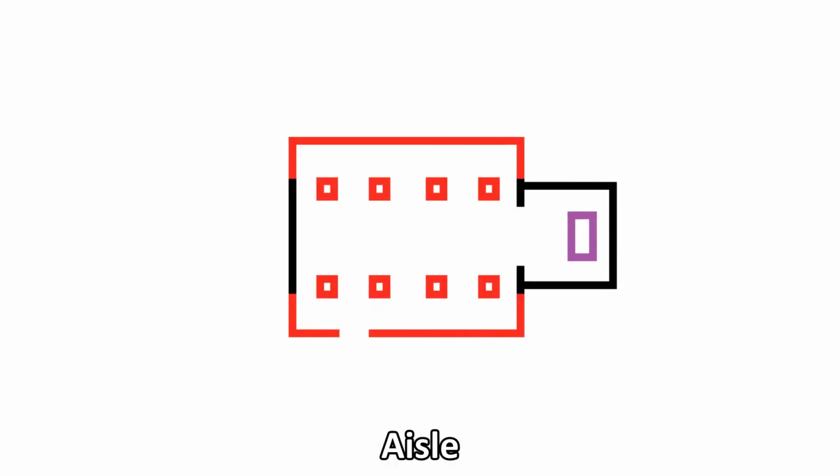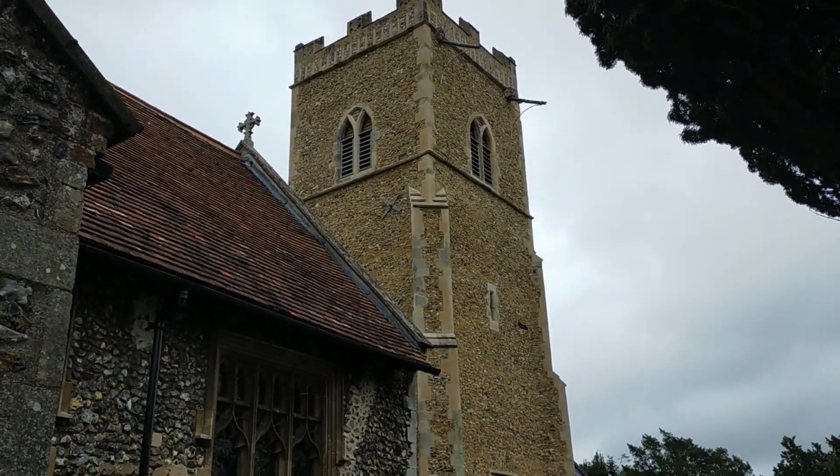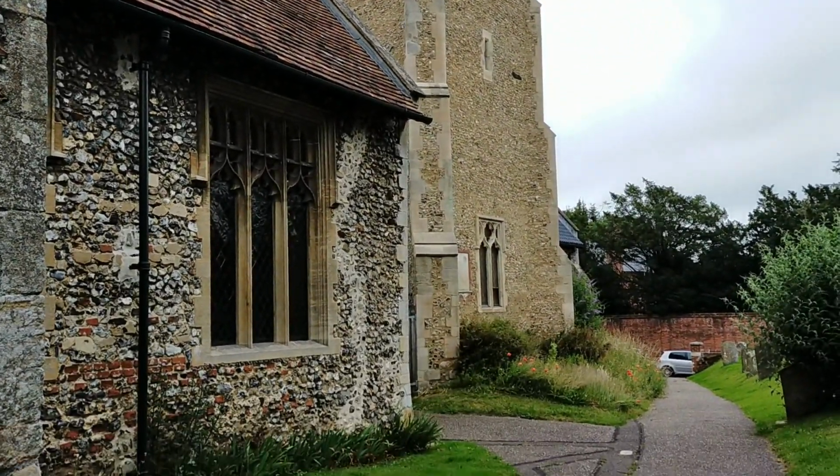The second earliest feature in a church, and one of the most recognisable, would have probably been the tower. Most Saxon towers that survive today were built in around the 11th century, but we do not know when the earliest church tower was built.